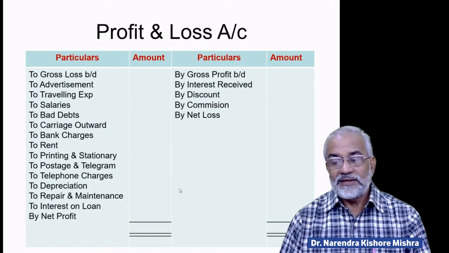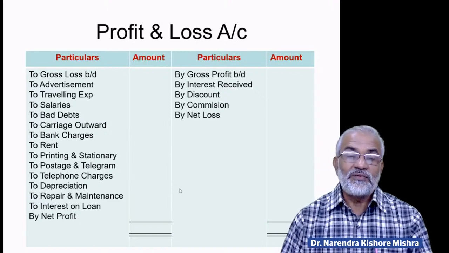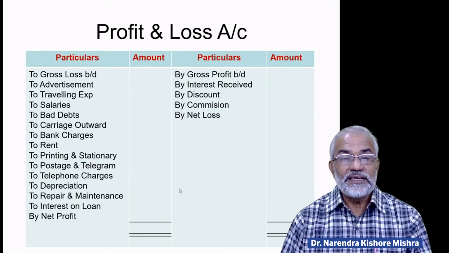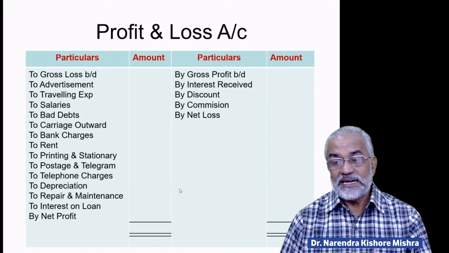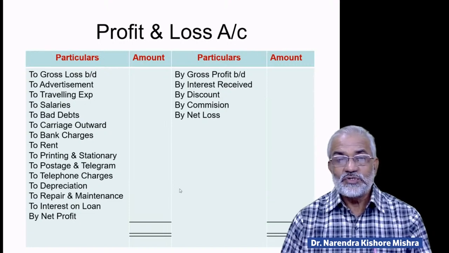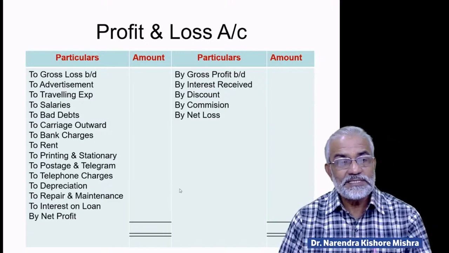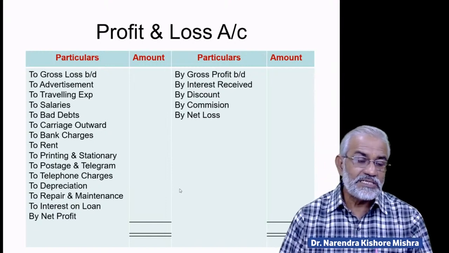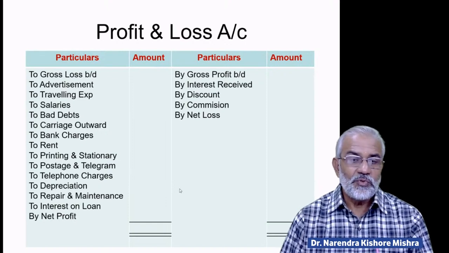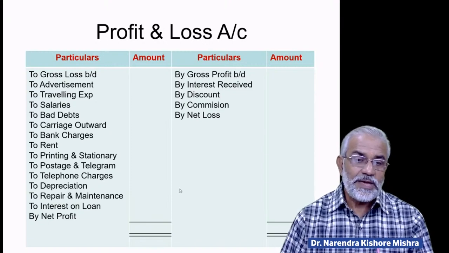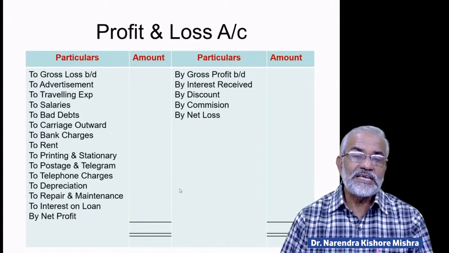Recurring items meet the criteria of being a nominal account. So the profit and loss account contains all the items of nominal accounts only. Nominal account means expenses and losses, incomes or gains. If you refer to the profit and loss account, each and every item, advertisement, being an expense, is a nominal account. Traveling expense, salary, bad debts, carriage outward, bank charges, rent, printing and stationery, postage or telegram, telephone charges, depreciation, repair and maintenance, interest on loan, all these are expenses in nature.